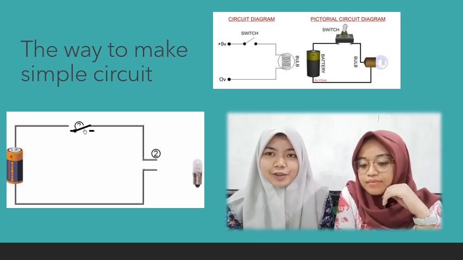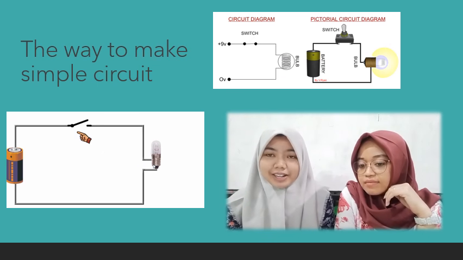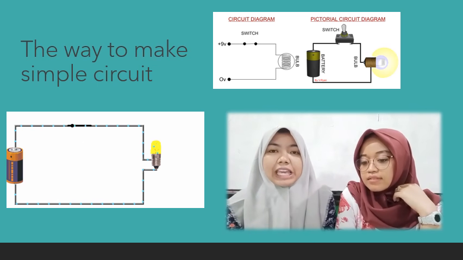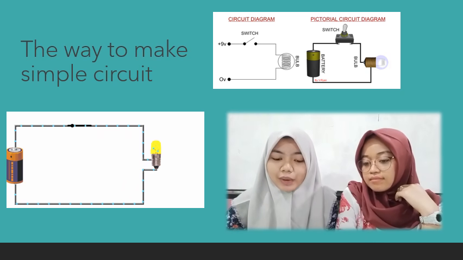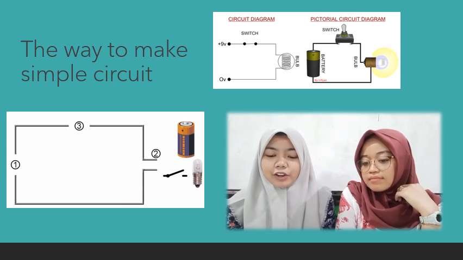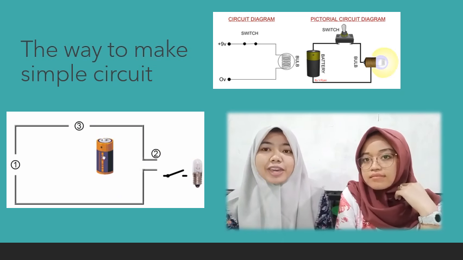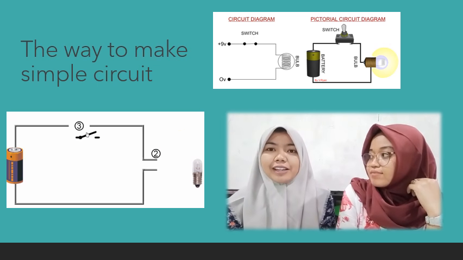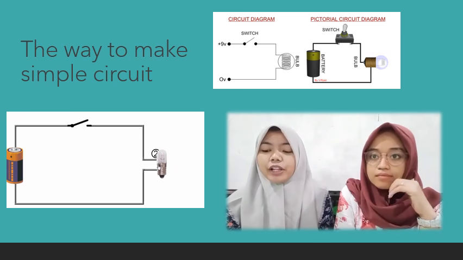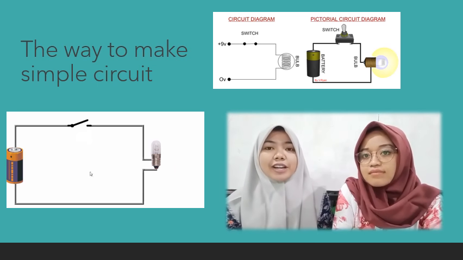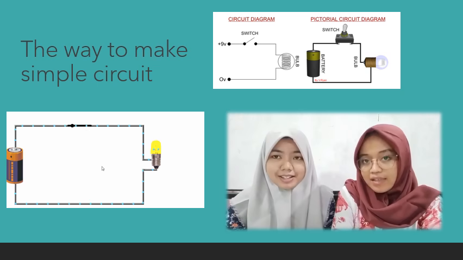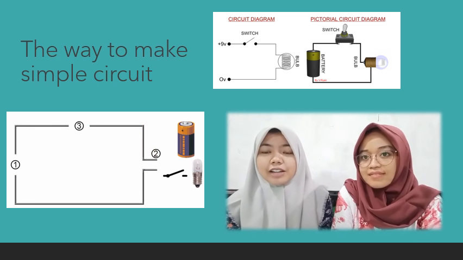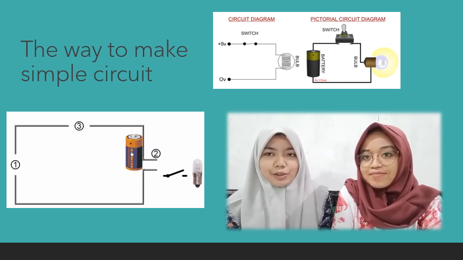Based on the components, this is the way to make a simple circuit. For the first, there is a battery, and then wire and lamp. If you want to make a simple circuit, we must use all the components, and then we can arrange them like this picture. And the poles of the battery are connected to the wires. If you want to turn on the lamp, you can turn on the switch.